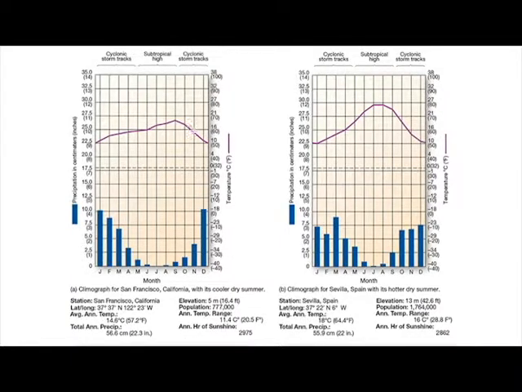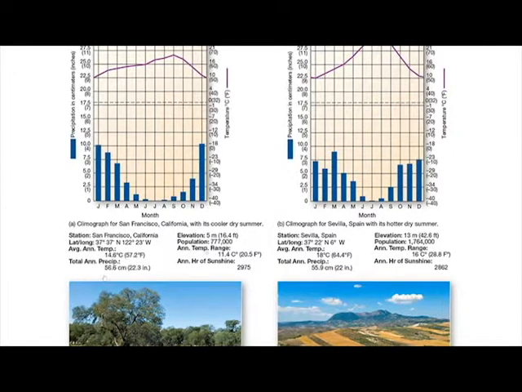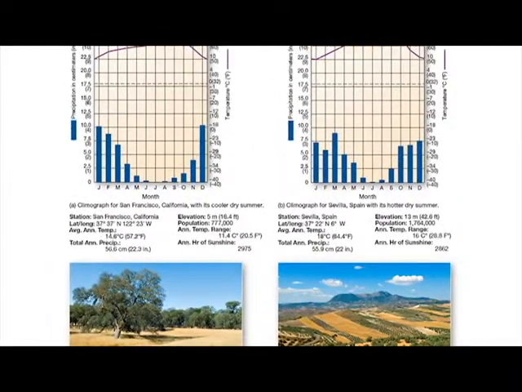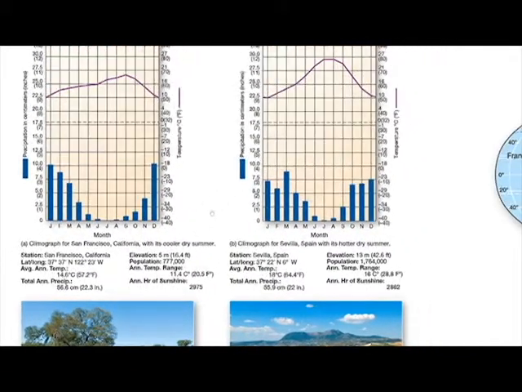And look what happened temperature-wise. The temperature range in this area is only about 20 degrees Fahrenheit. That means the difference between summer and winter. The same thing in Sevilla, where you have 28 degrees. Look at the vegetation, very sparse trees, not much dense vegetation because no precipitation happens in the summer.